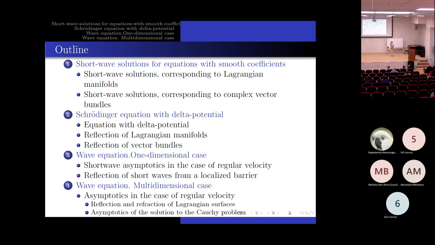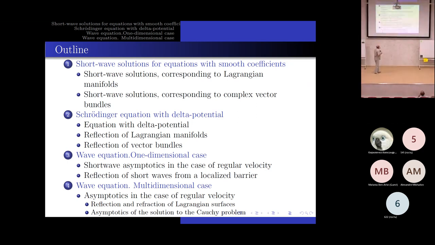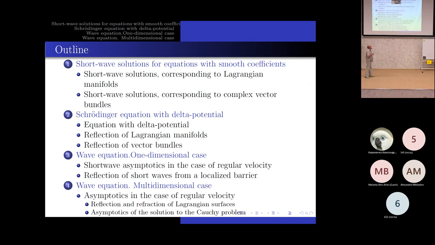So first of all, I will remind the main steps of the well-known Maslov theory, which makes it possible to construct shortwave asymptotics for equations with smooth coefficients. To be more concrete, I will remind two geometrical objects which make it possible to compute this asymptotics. These are Lagrangian manifolds and the complex vector bundles over isotropic manifolds.